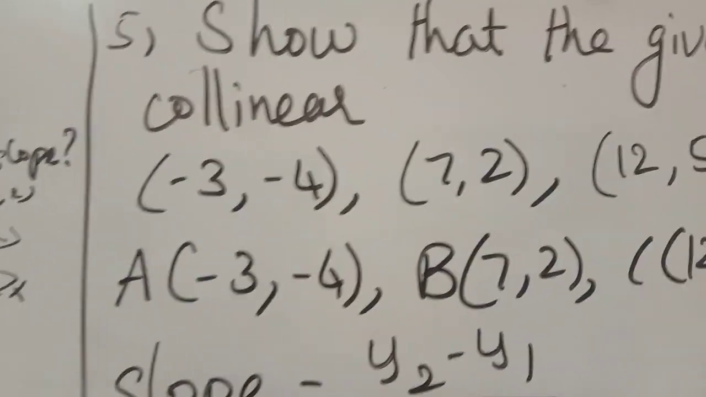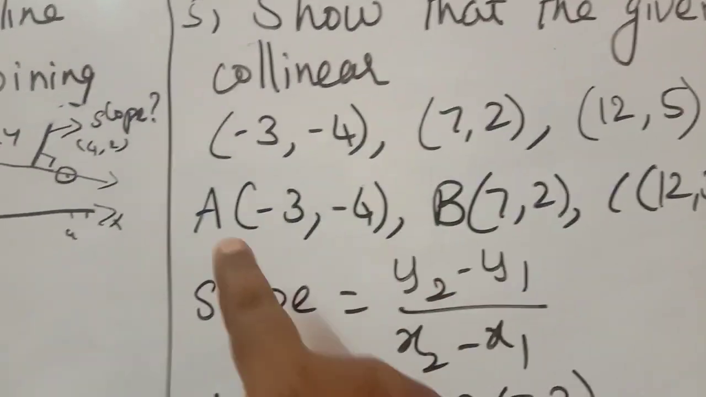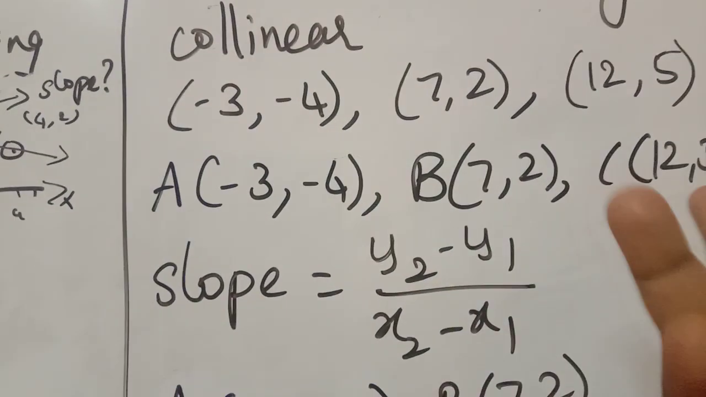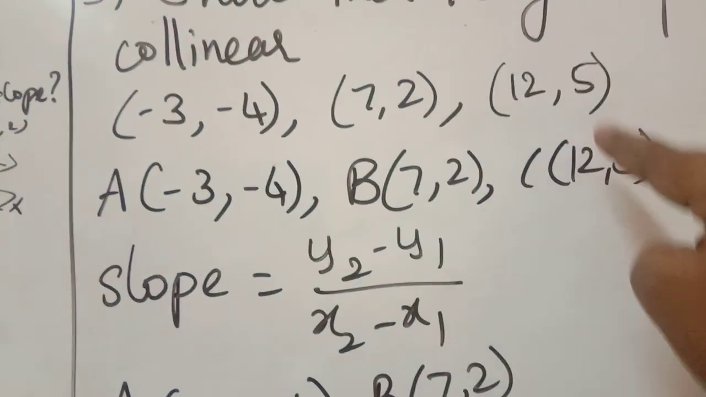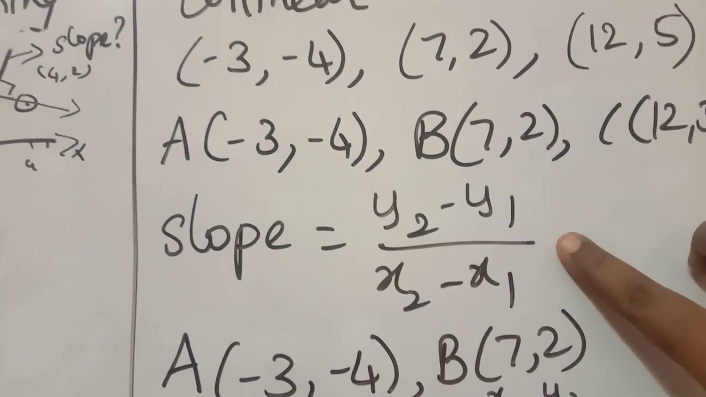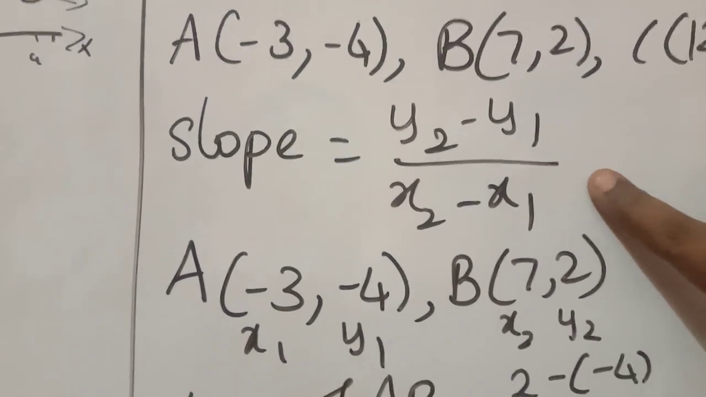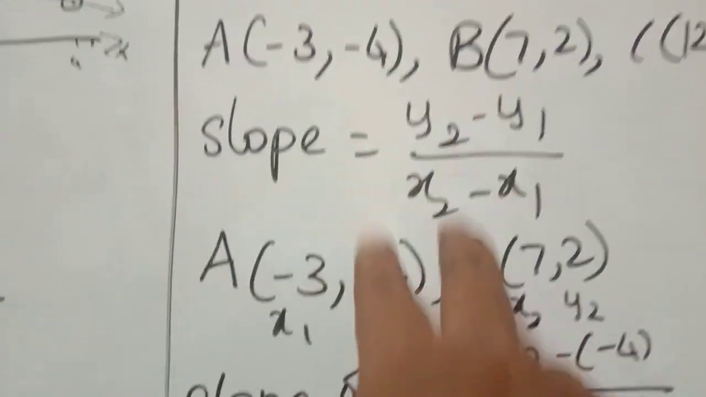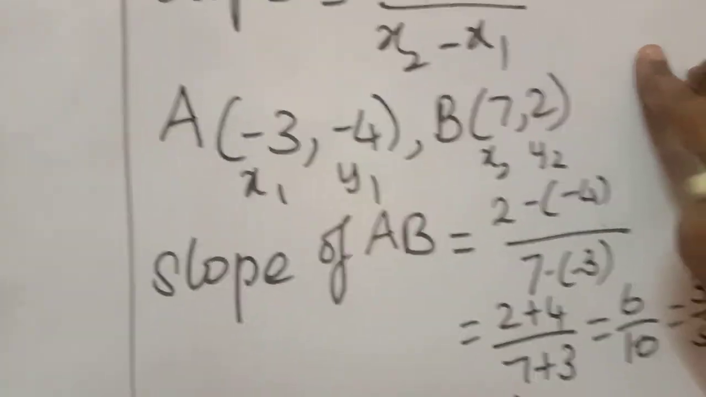Now 3 points are given. We want to prove these 3 points are collinear. I give the names A, B, C, or P, Q, whatever you want. The first point as A, second one as B, third one as C. Now we are going to use the slope concept. Write the formula once: slope equal to y2 minus y1 by x2 minus x1. First take AB because we are going to prove slope of AB equal to slope of BC. Then only the points are collinear. You know what is collinear? 3 points lie on a straight line.